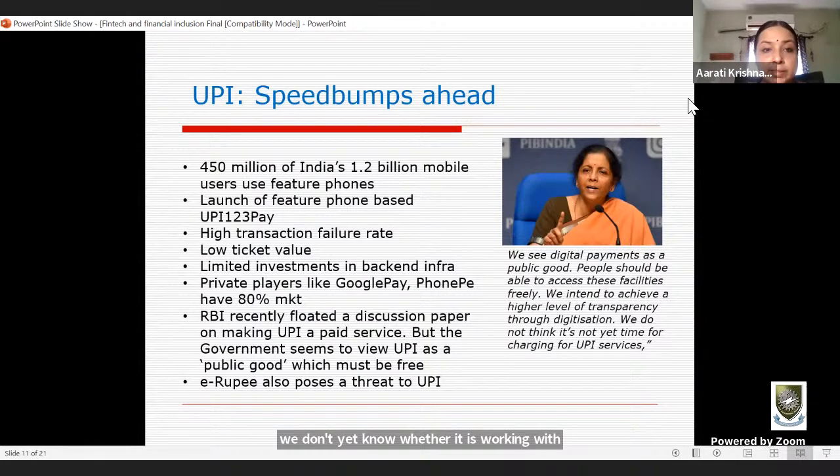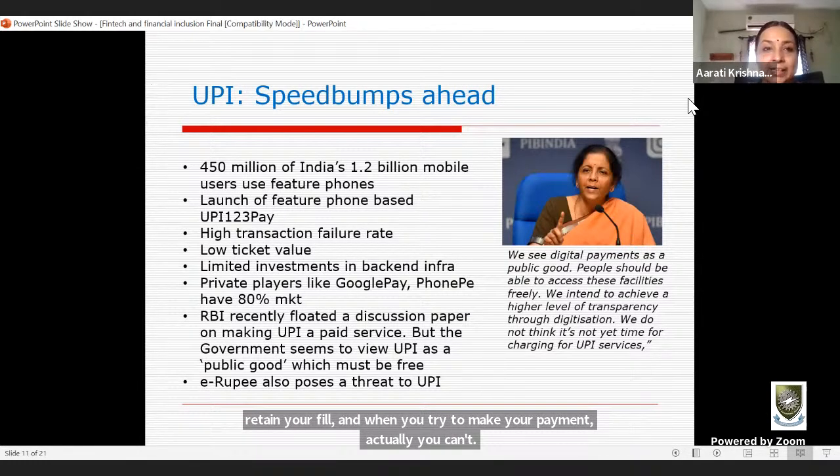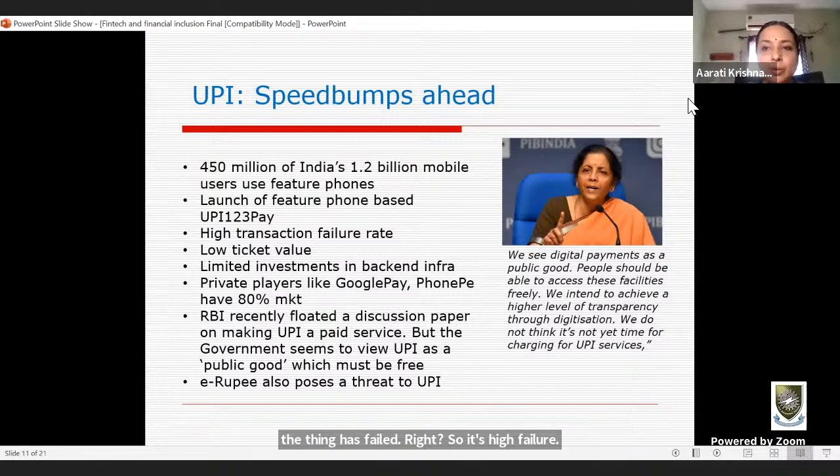The other problem with UPI is the high transaction failure rate. All of you must have experienced this, where you go to a hotel, you eat your fill, and when you try to make a UPI payment, you can't because the transaction has failed, right? This high failure rate is because UPI is a free service and the banks perhaps have not put in enough infrastructure or back-end investments to scale up their bandwidth along with the phenomenal rise in the usage of UPI.